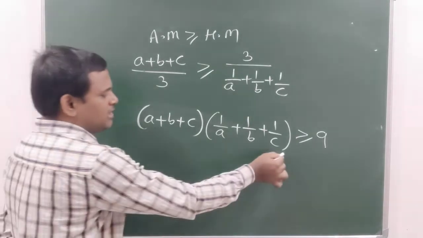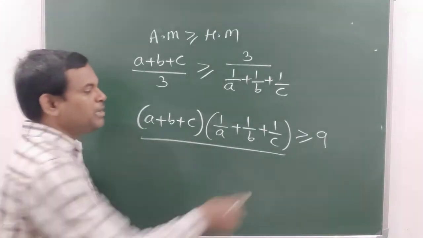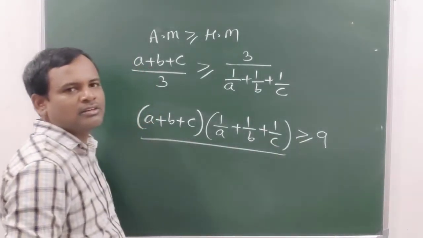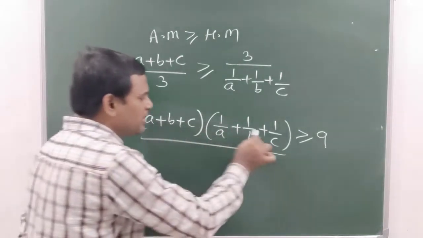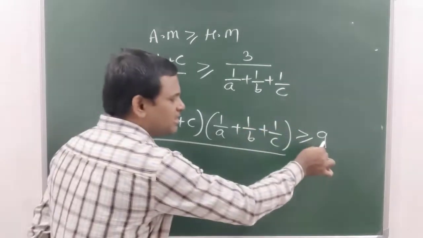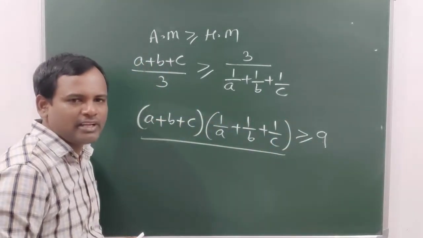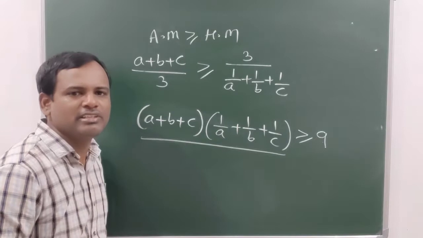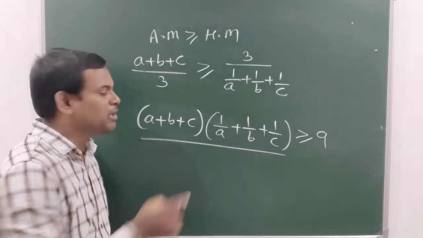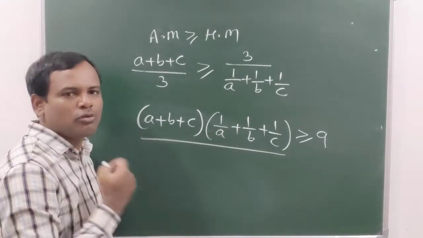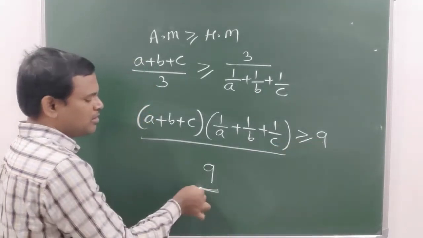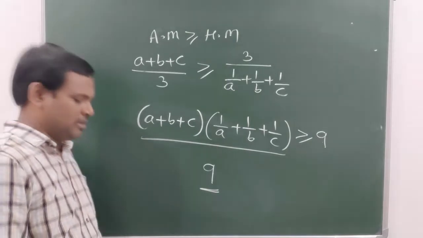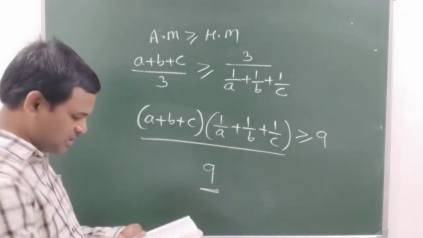So this expression's minimum value is 9. Whichever real values you take for a, b, c, this result will be either 9 or more than 9. What we have to determine in this problem is the minimum value of this expression, and that minimum value is 9. Right. Next, go to the next application.